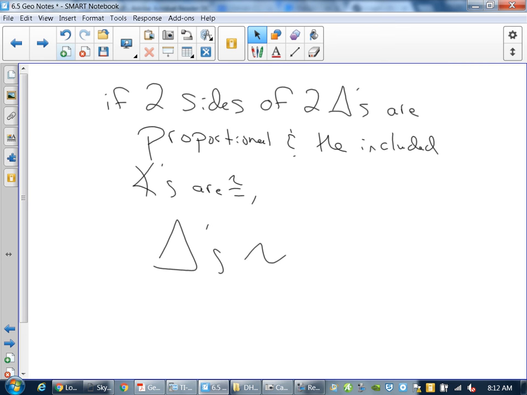So 2 sides of triangles are proportional, and the angle between them is the same. You've got similar triangles. Give me a second to write that, and I'll show you an example.